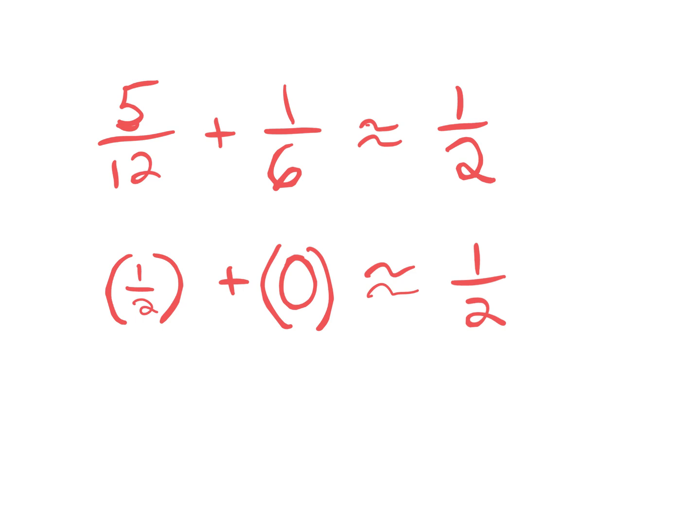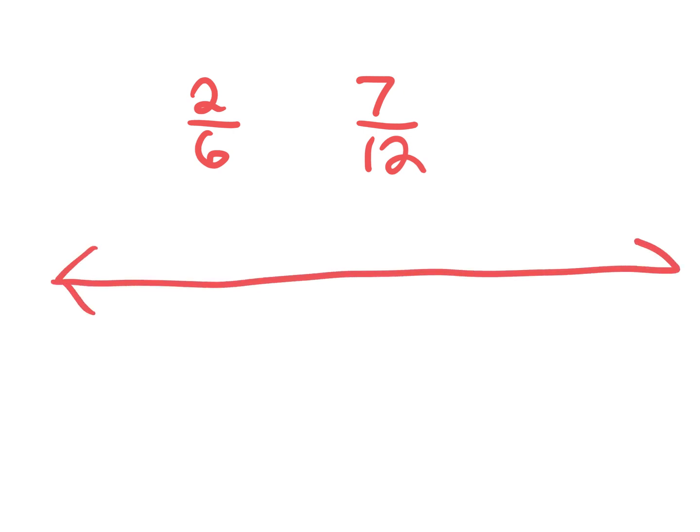Now, what if we would get this same estimation of 1/2 of a foot if the copper pipes measured, instead of 5/12 and 1/6, what if they measured 2/6 and 7/12? Well, looking at 2/6, 2/6 is tricky, right? Because we have on our number line here, our 3 benchmark fractions we're going to be looking at, 0, 1/2, and 1, or 3 benchmark numbers.